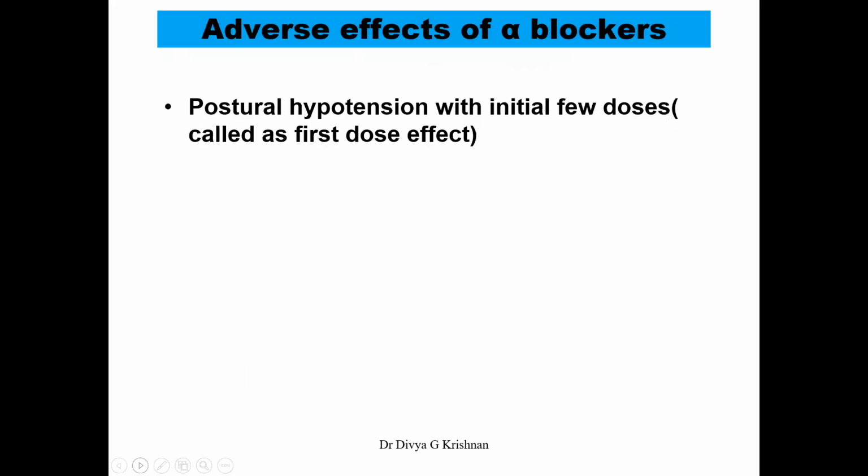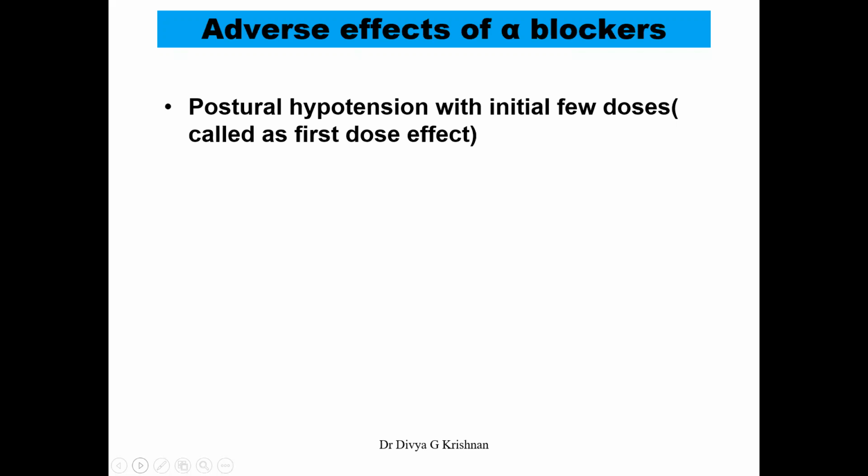Then we come to the adverse effects of alpha blockers. When you're mentioning the actions, you always have to remember that the actions of a drug may be used for therapeutic purpose. It can also lead to adverse effects. So we have seen that the vasodilatation that was being caused by the alpha blocker was beneficial for it as a drug for hypertension. At the same time, the adverse effect can be postural hypotension.